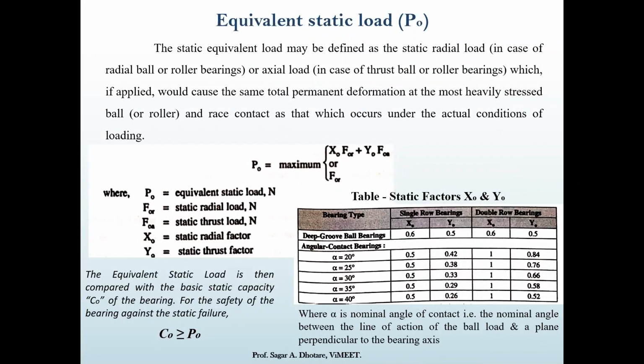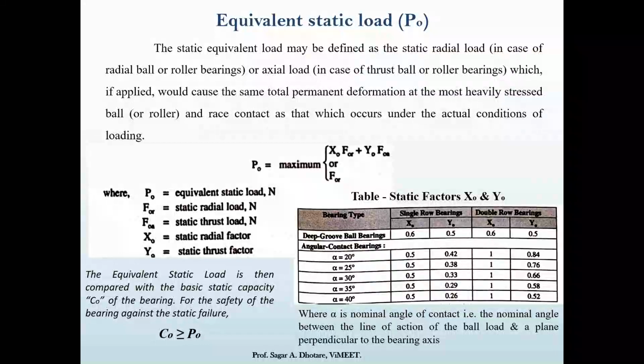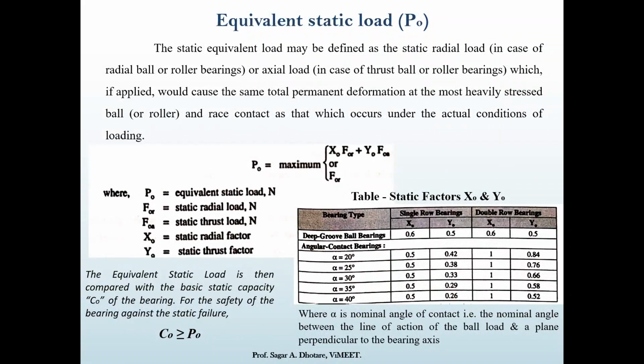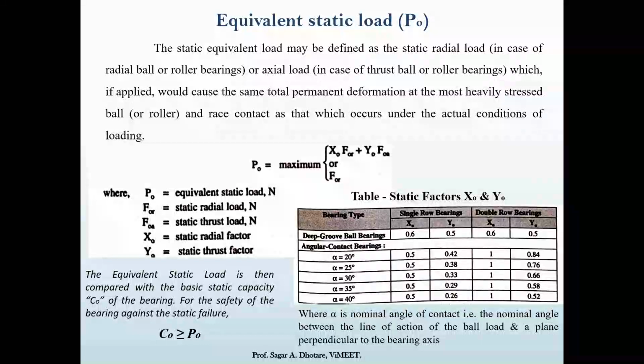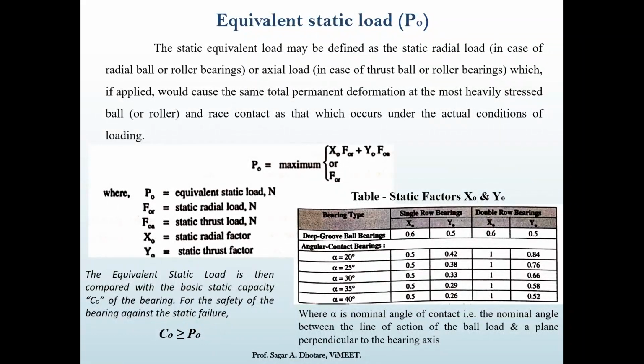Here P is the equivalent static load, FR is the static radial load, FA is the static thrust load, X is the radial factor, and Y is the axial, or you can say thrust factor. Normally in the table both factors are mentioned, and based on the angular bearing the variation can occur based on the nominal angle, the value of alpha.